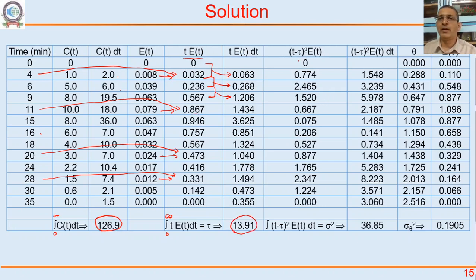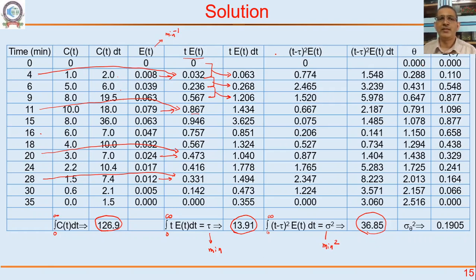Same way, now we can calculate (t minus tau) the whole square E(t), and the integral of (t minus tau) squared E(t) dt, and get sigma square from 0 to infinity as 36.85. So what are the units? E(t) has units of minute inverse. Tau, the integral of t E(t) dt, has units of minutes. Sigma square, the integral of (t minus tau) squared E(t) dt, has units of minutes square.